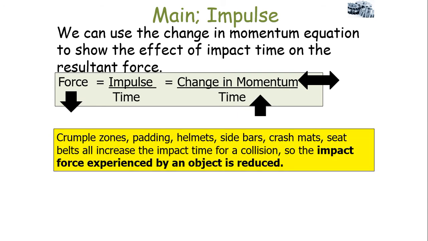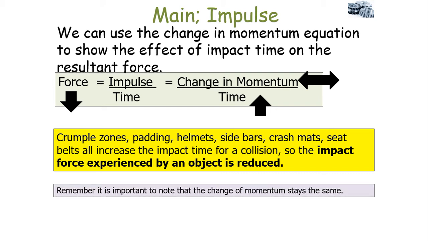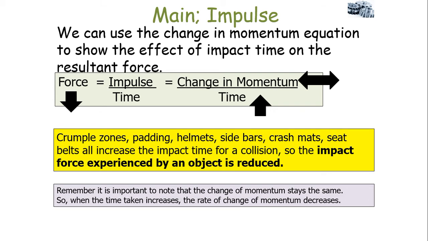Now, crumple zones, padding, helmets, sidebars, crash mats, seatbelts all increase the impact time for a collision, so the impact force experienced by an object is reduced. Now, remember, it's important to note that the change of momentum will stay the same in the collision. It's just the time in which the change occurs. So when the time taken increases, the rate of change of momentum decreases, or the change of momentum per second decreases, which is an important difference you've got to note in your answer.